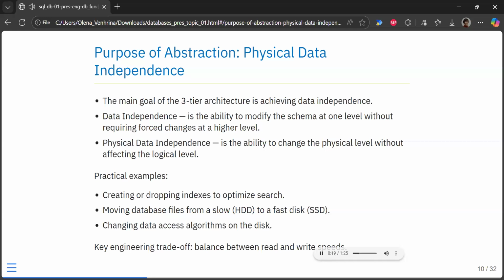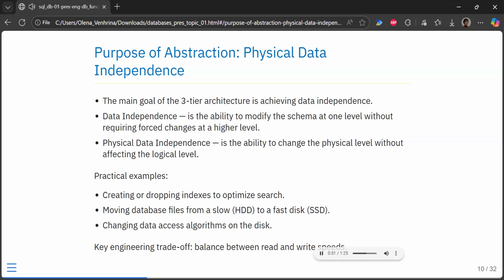The first type of independence is physical. This means we can completely change how data is physically stored on disk, and not a single line of code in the program using these data has to be changed. For example, a database administrator can move all database files from a slow hard drive to a fast SSD. The program connected to the database won't even notice, it will just start working faster. But the most common example is indexing. And this brings us to the key trade-off in any database: read speed versus write speed.